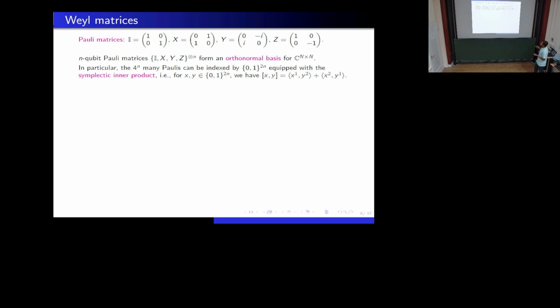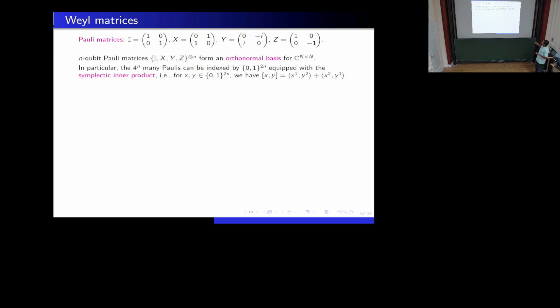But the symplectic inner product looks at the first n bits of x. We call x a 2n bit string. It looks at the first n bits of x, takes the inner product with the second n bits of y, and looks at the second n bits of x, takes the inner product with the first n bits of y. This might be slightly mysterious, but this inner product takes into account the fact that implicitly we're talking about matrices here.